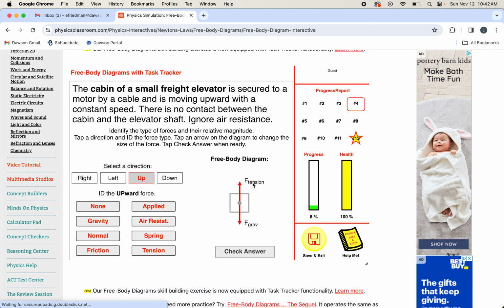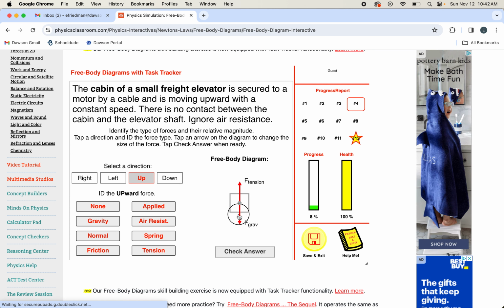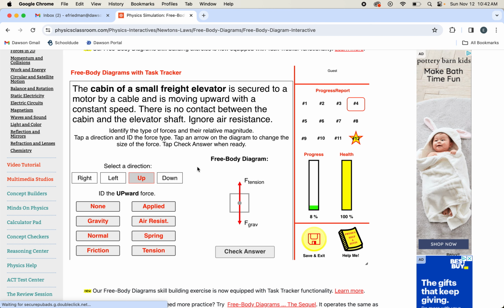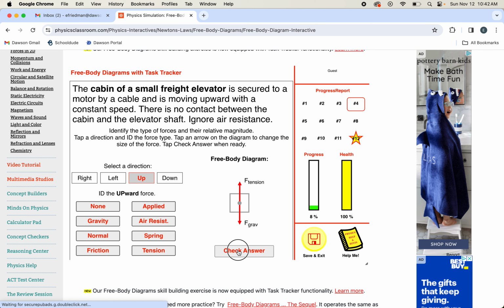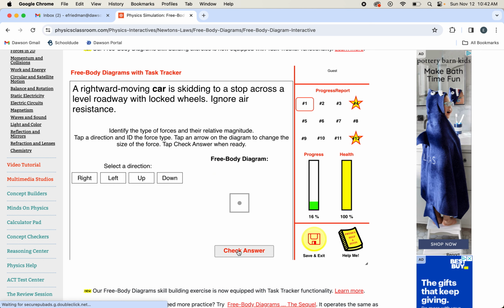Notice how I could, if I wanted to, click on tension and make it bigger, or click on gravity and make it bigger. I can make them both bigger. What I want to make sure is that I have it balanced because it's moving at a constant speed. So everything is balanced. It looks pretty good. Nothing's happening to the left and the right. No air resistance. This should be good. Okay, great. Got it. Let's try this one.